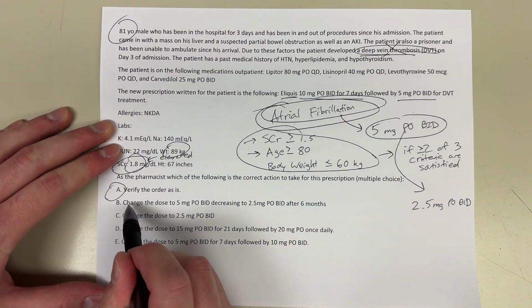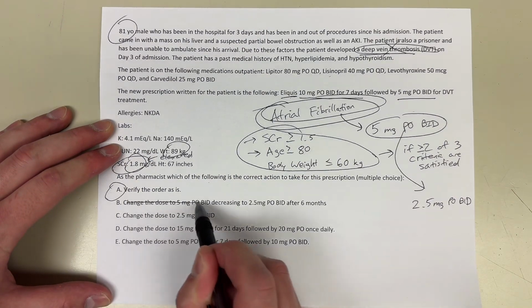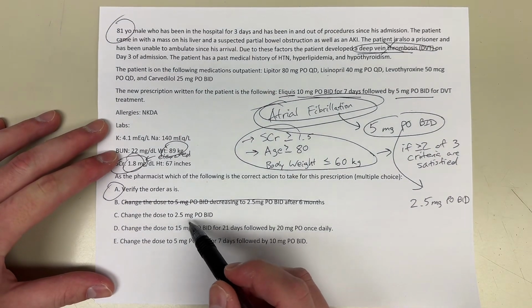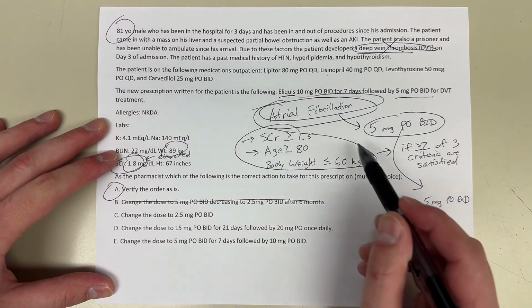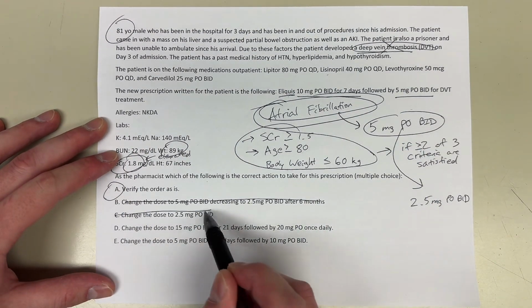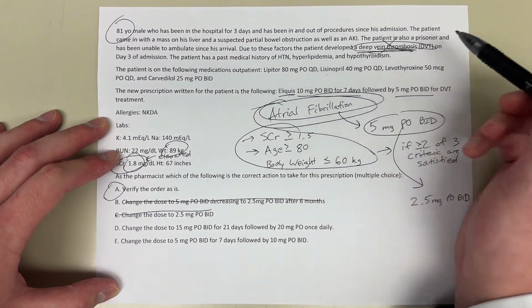Choice B, this is wrong, because the duration won't change for DVT. And then choice C, this is that criteria if they have AFib instead of DVT, then choice C would have been correct. So that's why it's not correct in this question, because they had DVT.